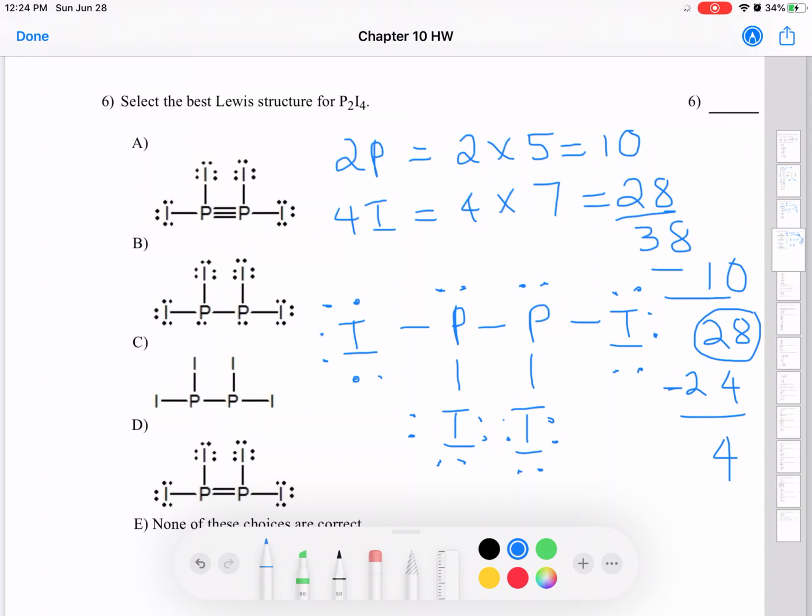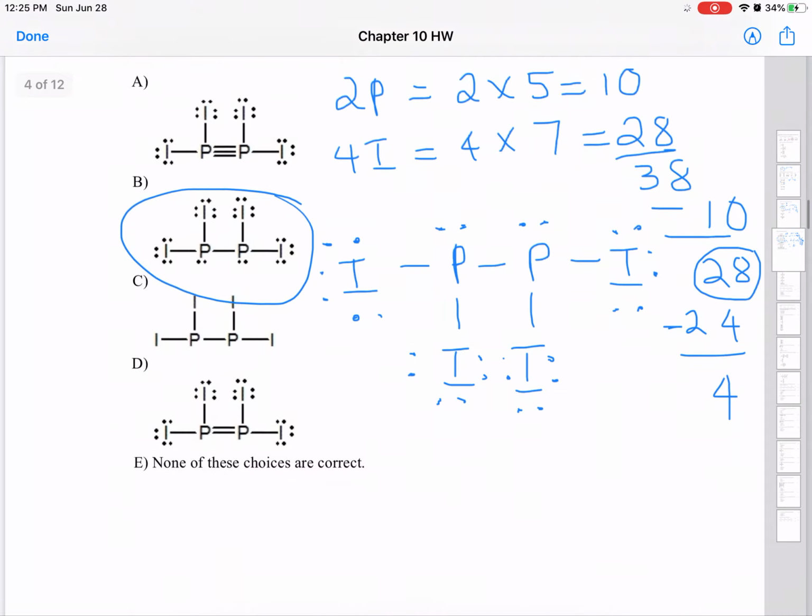Now we go to double bonds if you do not have enough electrons to fulfill the octet. In this case we distributed all 38 electrons. So the correct structure is going to be B. Remember, we go to double bonds or triple bonds if you do not have enough electrons to fulfill their octet requirements. Okay, the next one.